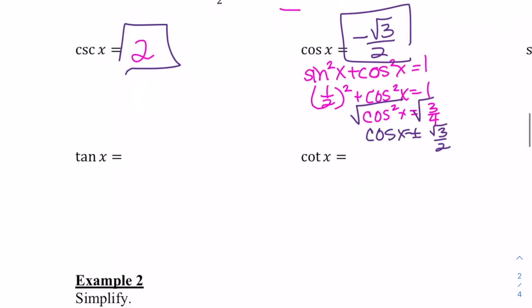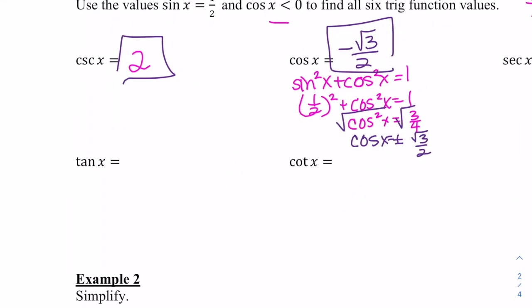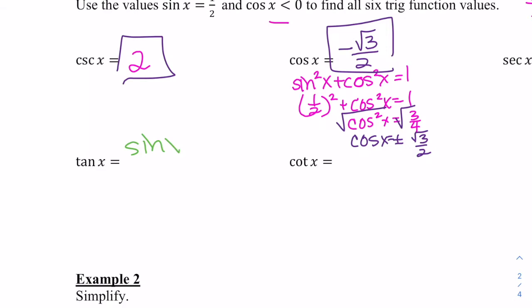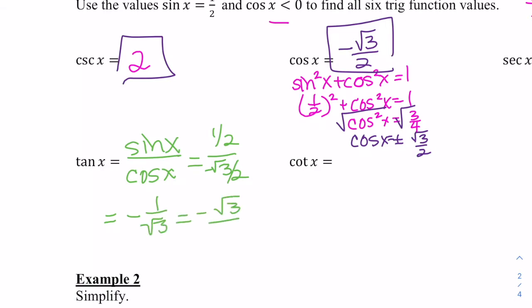Now, for tangent, we can use the quotient identity. So remember, cosine and sine have that relationship. So tangent of x would be sine of x over cosine of x. And we know that the sine of x was 1/2. We know that the cosine was negative √3/2. So we'll get negative 1/√3, and we can rationalize that to negative √3/3. And then cotangent is just the reciprocal, so that'll just be negative √3.